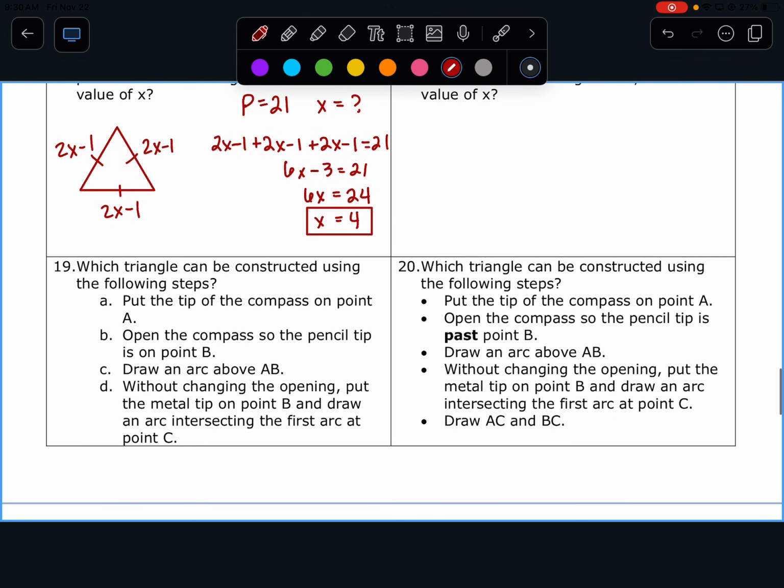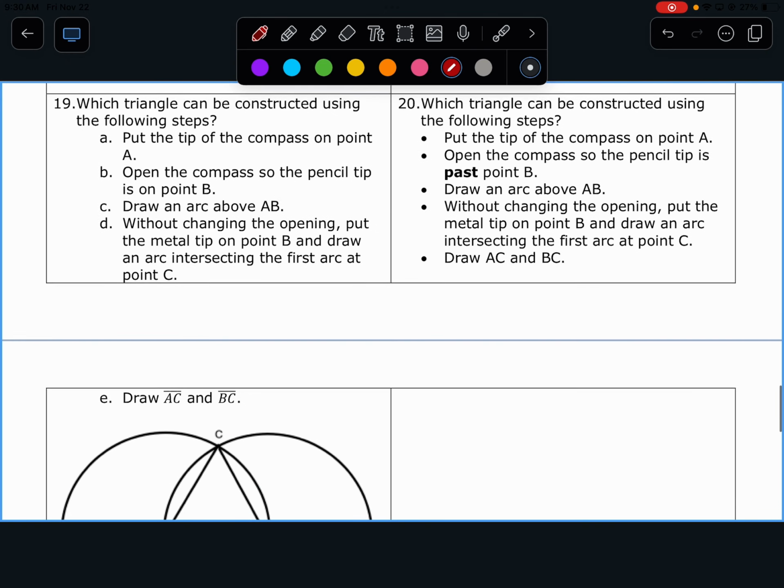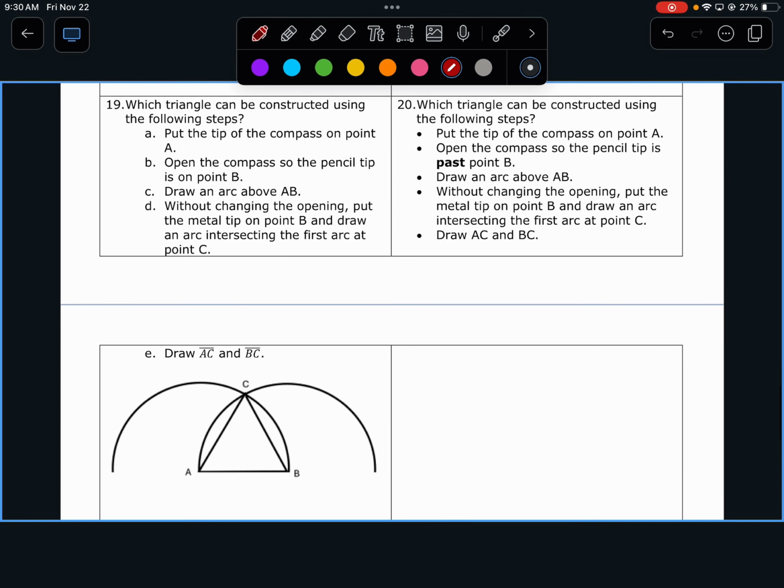Number 19, which triangle can be constructed using the following steps? All right, I'm not going to read that. I probably should read it, sorry. Okay, put the tip of the compass on point A. So I'm going to put it right here on point A. And then open the compass so that the pencil tip is on point B. And then we're going to draw an arc like that. Without changing the opening, put the metal tip on point B. And then we're going to draw this arc.